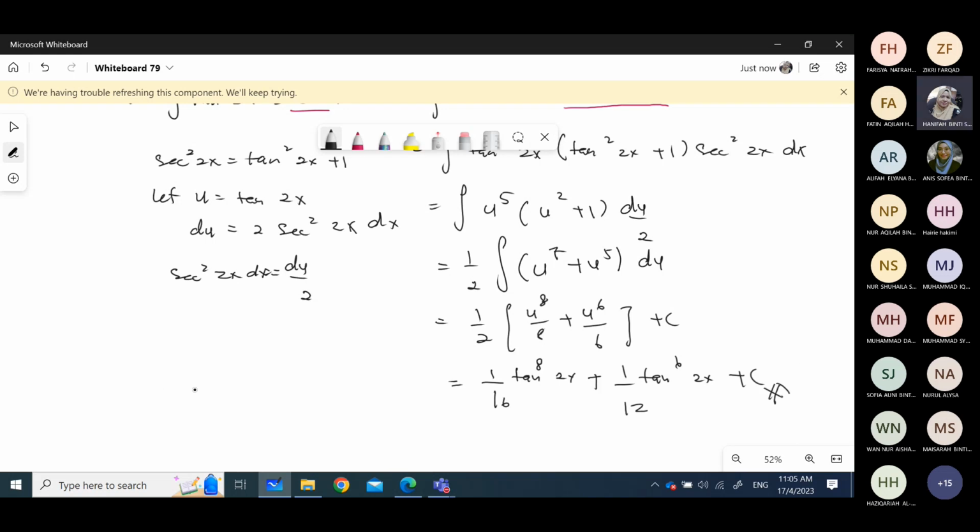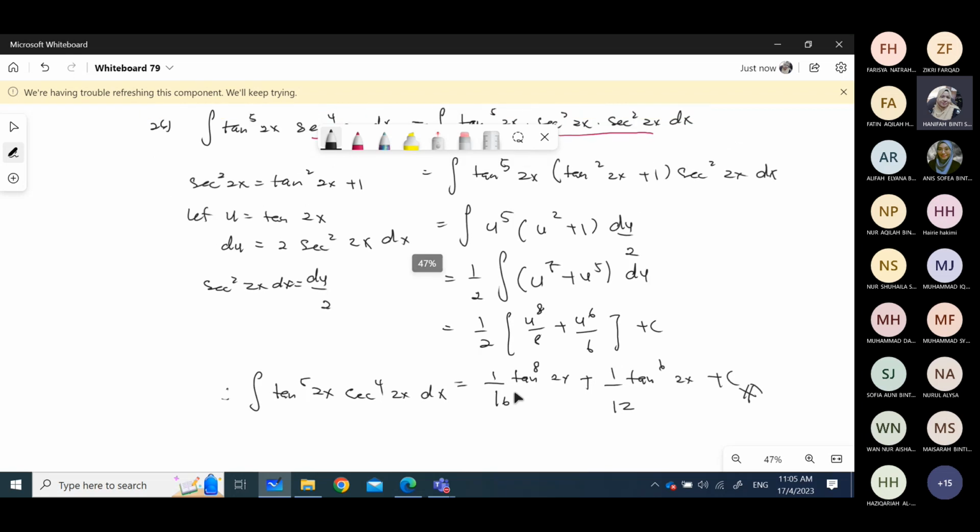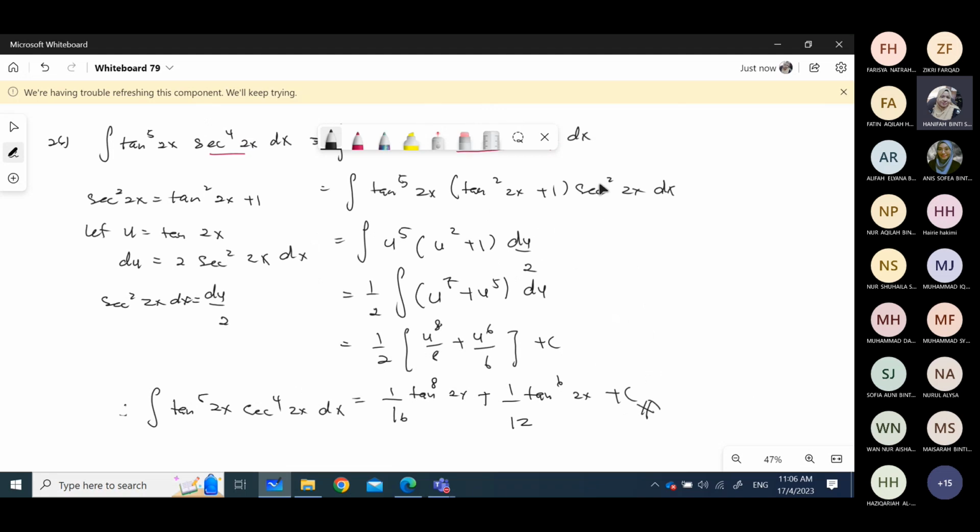Okay, so this is the final solution, or we can say that integral tangent to the power of 5 of 2x times secant to the power of 4 of 2x dx is equivalent with 1 over 16 tangent to the power of 8 of 2x plus 1 over 12 tangent to the power of 6 of 2x plus c. Okay, so this is the solution.